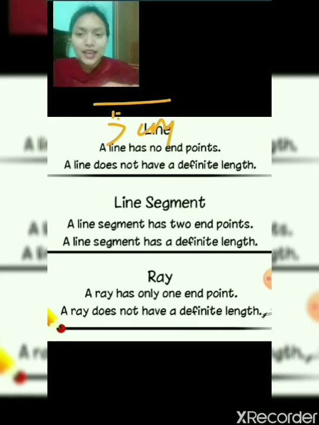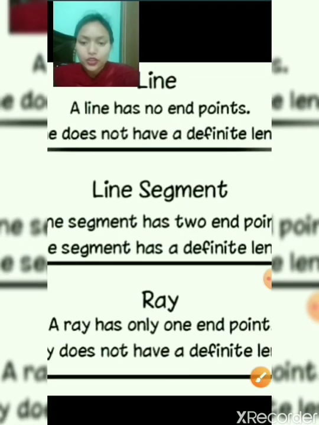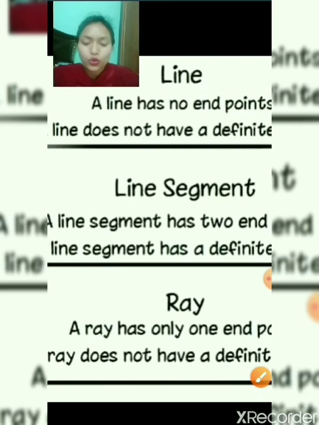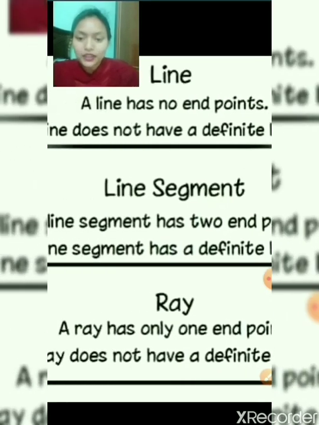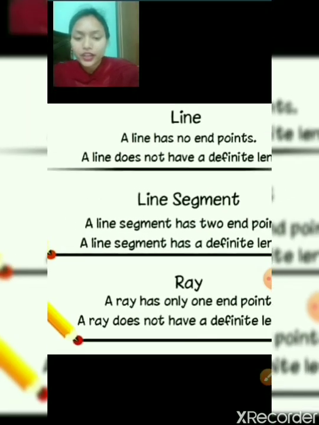So a line segment has a specific length and it has two end points. These two points are fixed. They will not move. They can't be increased. Okay, so it's a line segment. Now let's see ray. A ray has only one end point. A ray does not have a definite length.